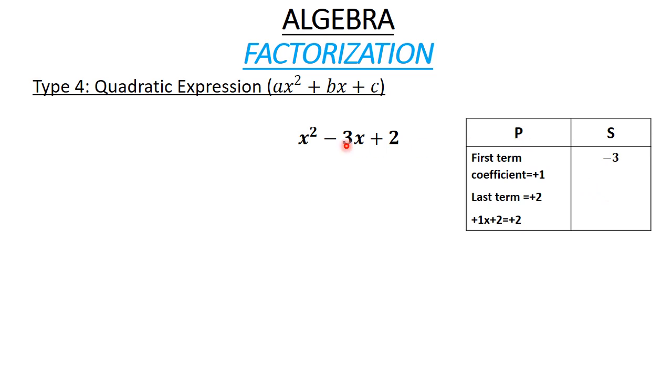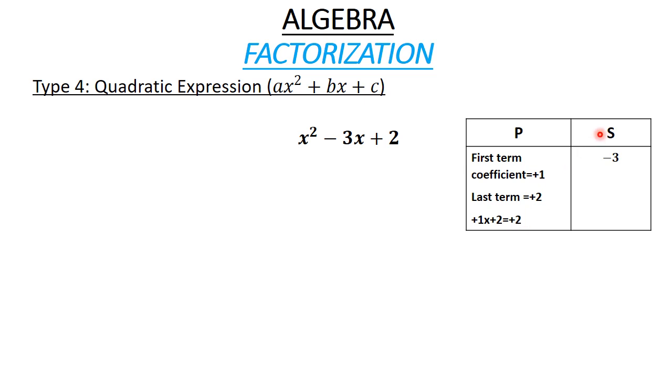The product, you get it from, you multiply the coefficient of the first term and the last term. The coefficient of the first term is 1 or positive 1. So you multiply positive 1 and positive 2. Here I just wanted to show that the first term coefficient is positive 1 and the last term is positive 2. So positive 1 times positive 2, you get positive 2. This positive 2 is your product.